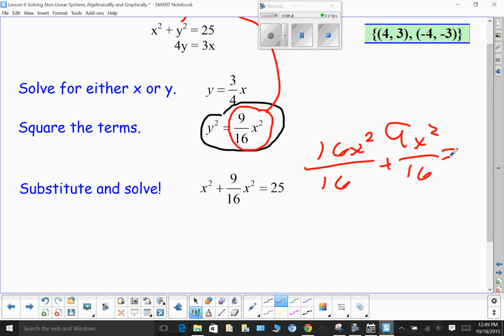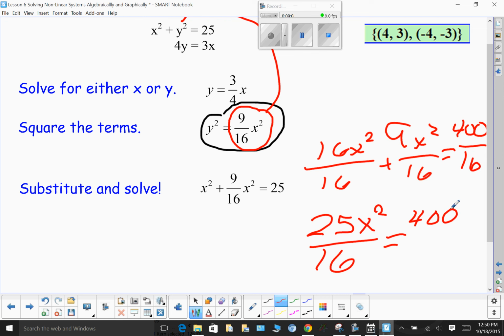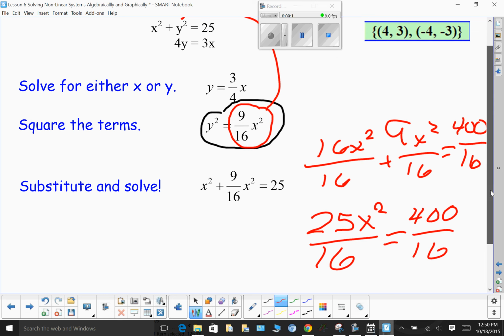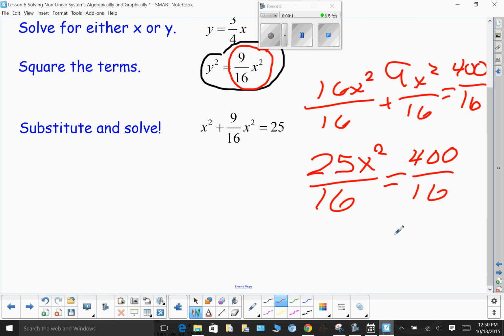Well, 25 times 16 is 400. So I'm going to have 400 over 16. Over here, 16 plus 9 is 25. So I have 25 x squared over 16 is equal to 400 over 16. Now, what do you think you would do next? Think about it.